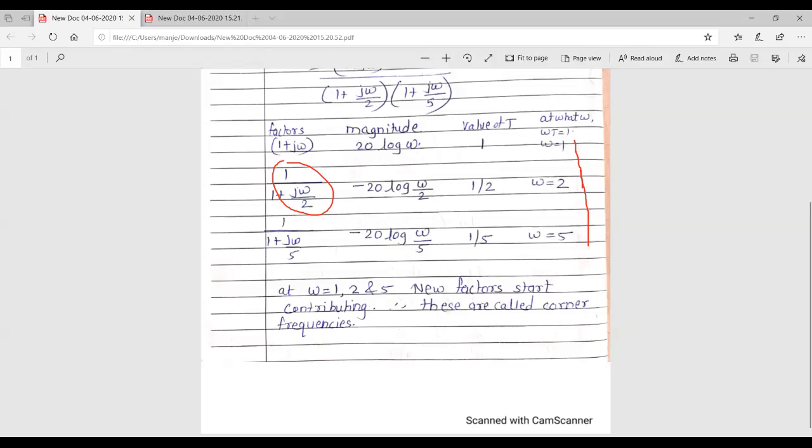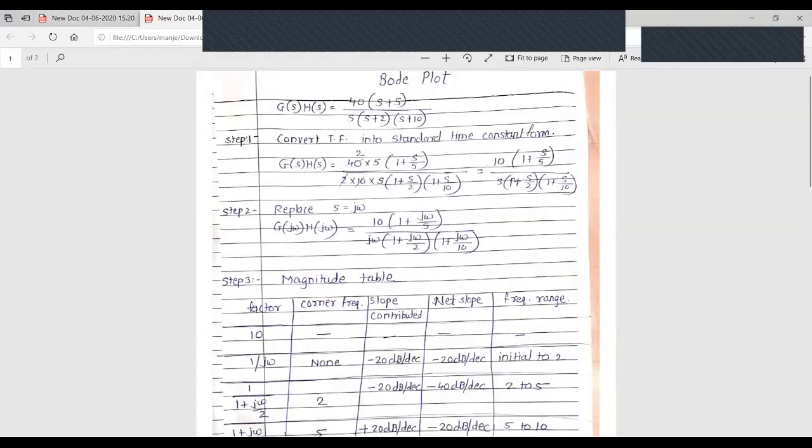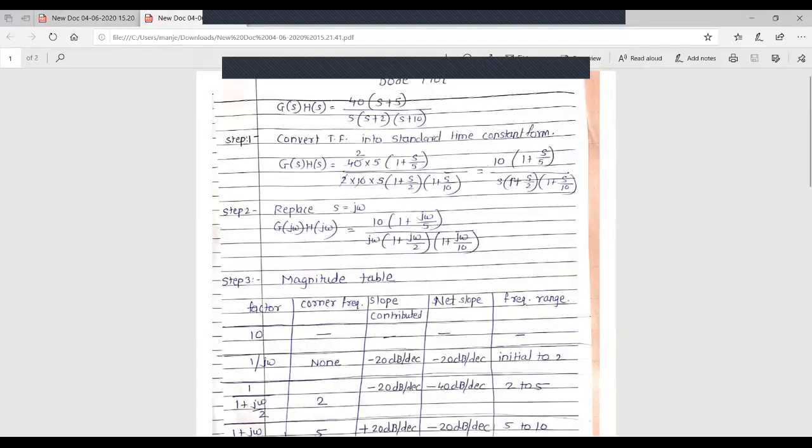Before sketching the Bode plot, we first need to have the tables. Those tables are known as magnitude and phase tables. So let us start with this example I have taken. G(s)H(s) is equal to 40 into (s plus 5) upon s into (s plus 2) into (s plus 10). The first step is to convert it into standard time constant form.